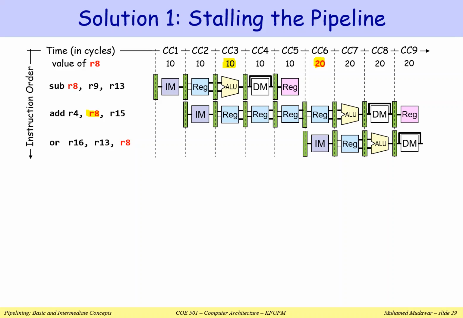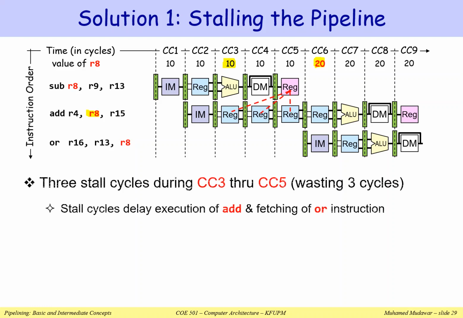So this is one solution, which is called stalling the pipeline, which means that the add instruction is going to wait in the second stage of the pipeline. If it's going to wait in the second stage, it cannot read R8 at clock cycle 3 or 4 or 5, because if it does, it's going to read the old value of R8. So it has to wait until clock cycle number 6. So there are three wasted clock cycles here, which are shown as the three stall cycles. During these three stall cycles, the add instruction is waiting in the second stage of the pipeline.